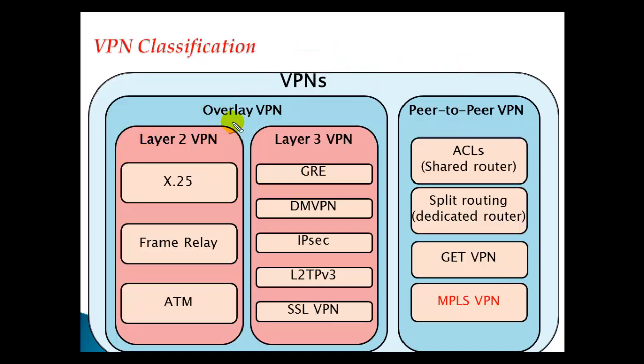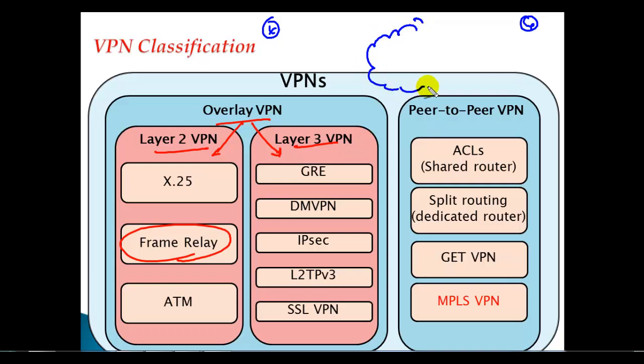And when you talk about overlay models, again we have L2 VPNs and L3 VPNs. Now the difference between L2 VPNs and L3 VPNs, you can understand by looking at frame relay. In frame relay, in general, you have a customer on both sides, and we also have a service provider here.